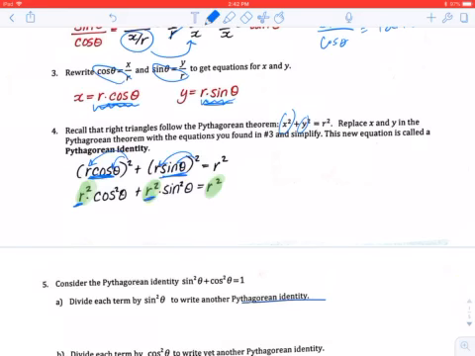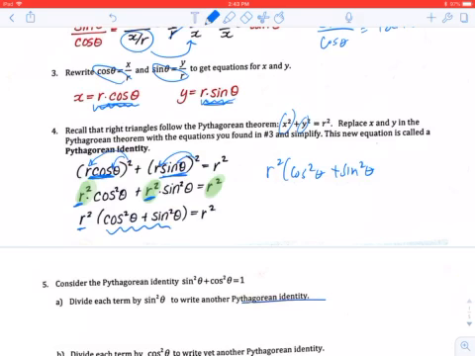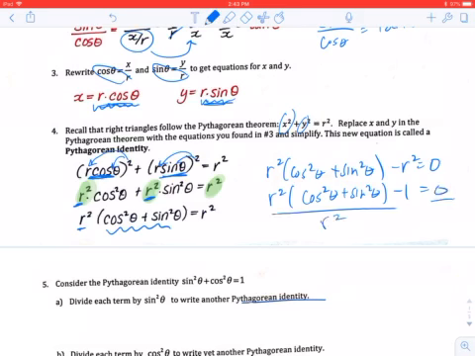So we have r squared cosine squared theta plus r squared sine squared theta equals r squared. Well, if we factor out the r squared on the left-hand side, we get r squared times cosine squared plus sine squared, and that equals r squared. If you move everything to the same side, then we factor out our r squared. We get r squared times cosine squared theta plus sine squared theta minus 1 equals 0. We can divide each side by r squared. So cosine squared theta plus sine squared theta equals 1.